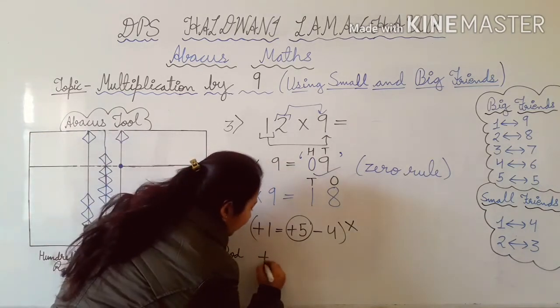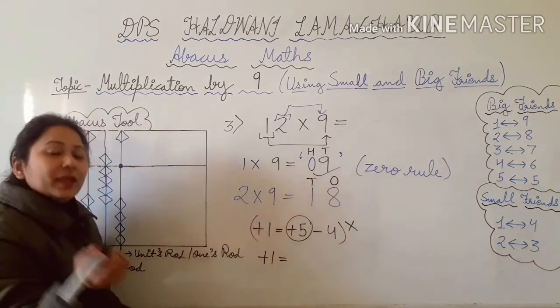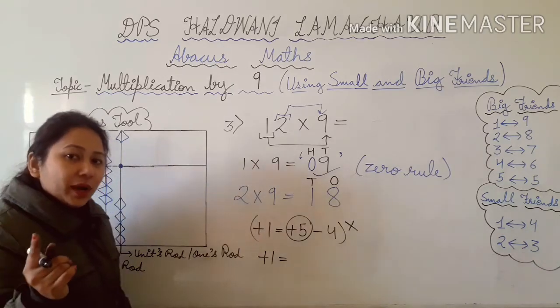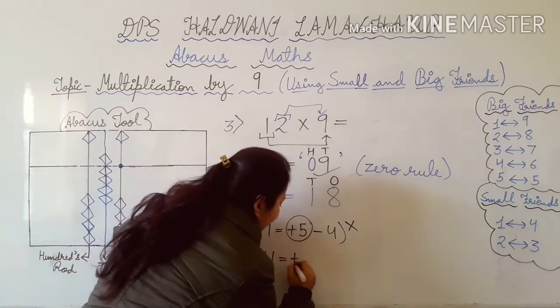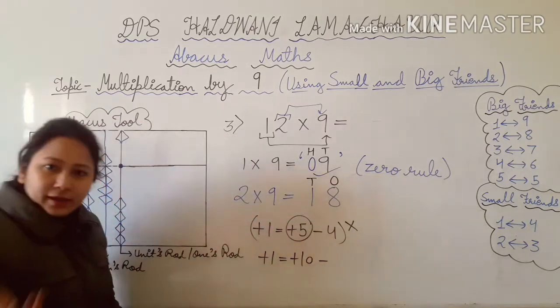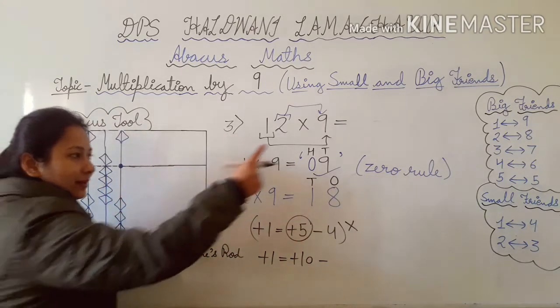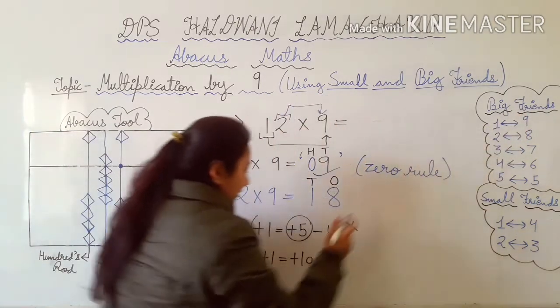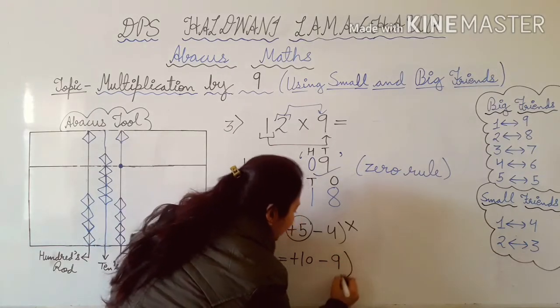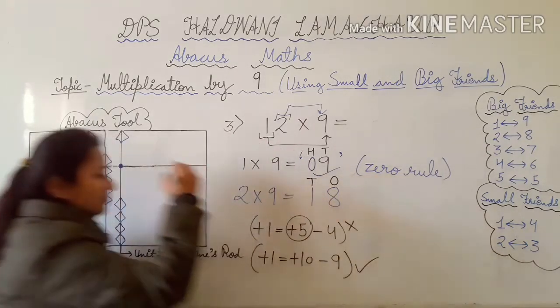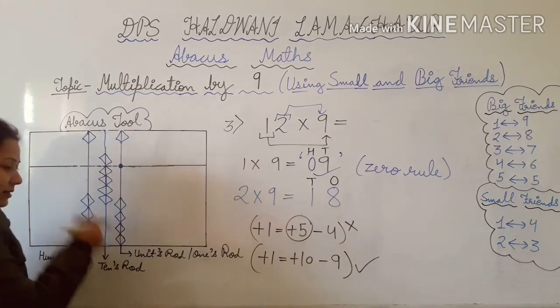So when you can't apply the small friend, you will go for the big friend. Now for adding 1, what is the big friend formula? For adding 1, first of all you have to add 10 and you have to subtract the friend. Now who is the friend of 1? See there? 9. So you have to subtract 9. So you have to apply this big friend formula in your sum.